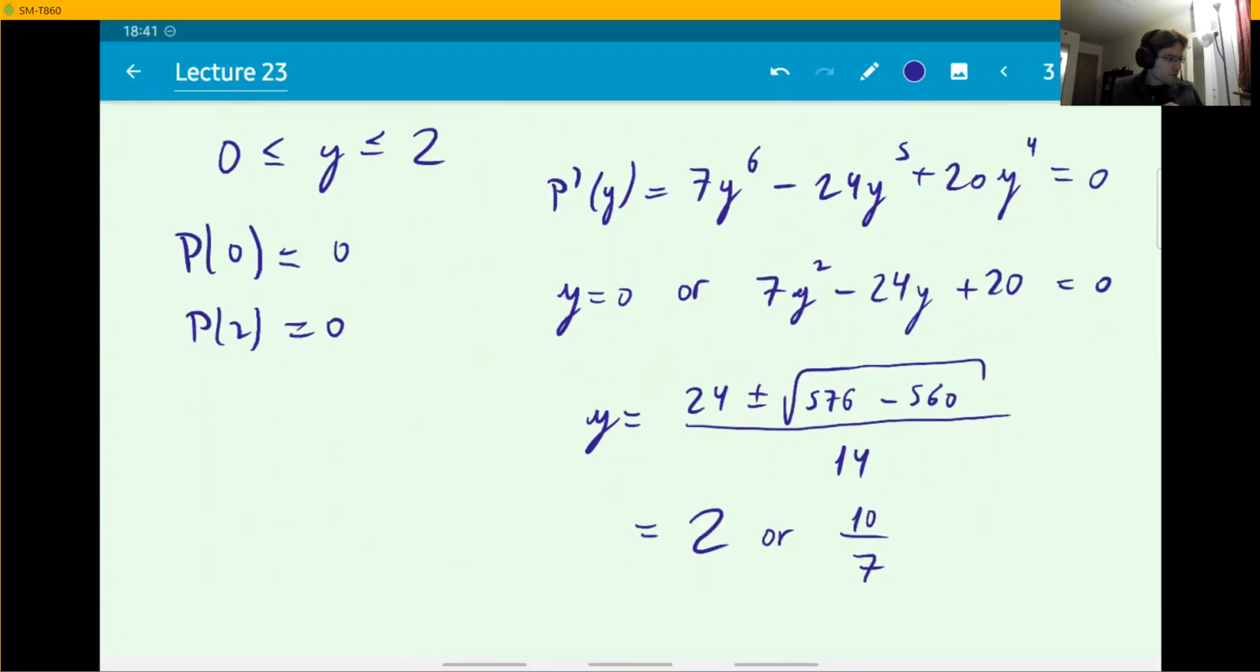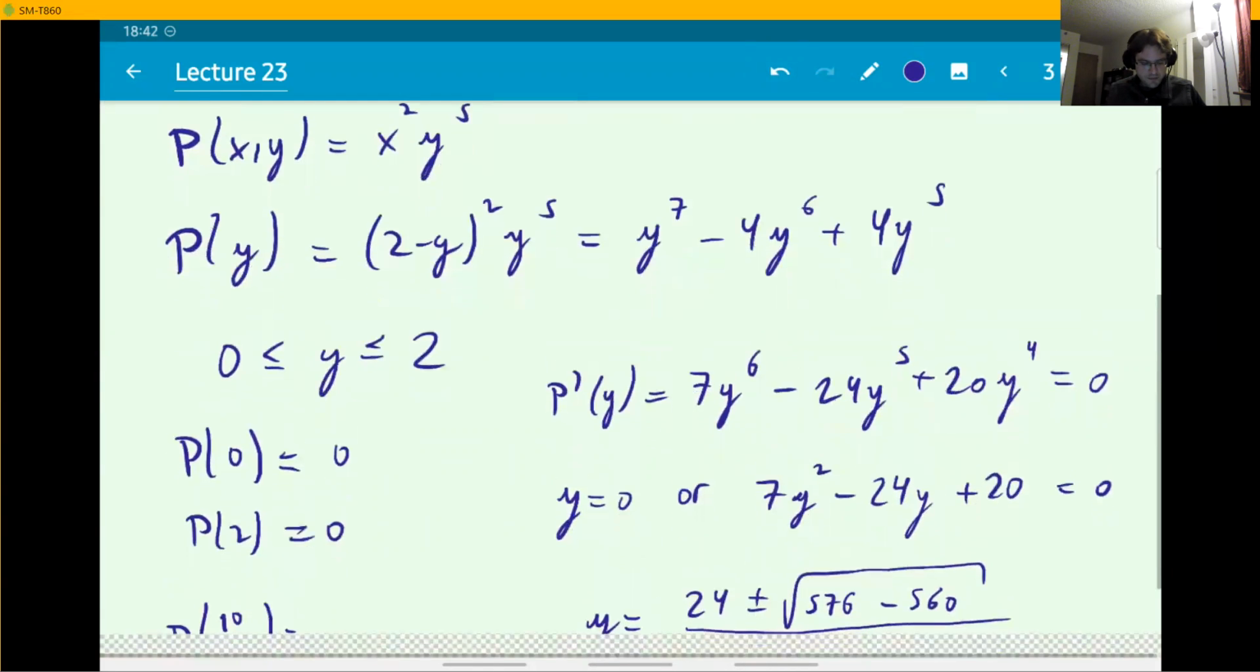Yes, these are the possible values of y where the critical point is. Well, those are 2 values for critical points. This one, the number 2, is already being considered in our analysis because it also happens to be one of the endpoints. But now we have one extra point, 10 over 7. What is p of 10 over 7?